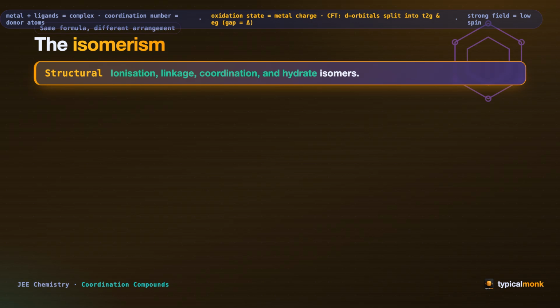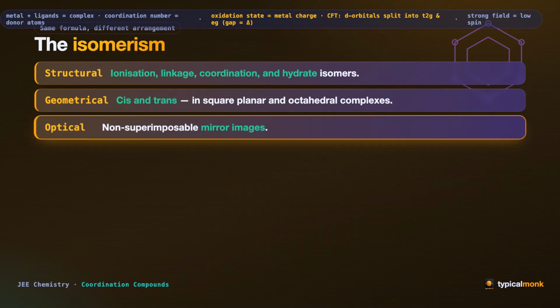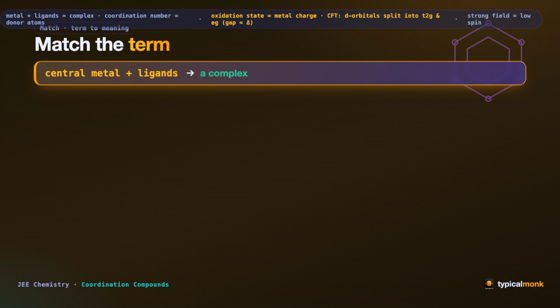Now, the isomerism. Structural, ionization, linkage, coordination, and hydrate isomers. Geometrical, cis and trans, in square planar and octahedral complexes. Optical, non-superimposable mirror images.